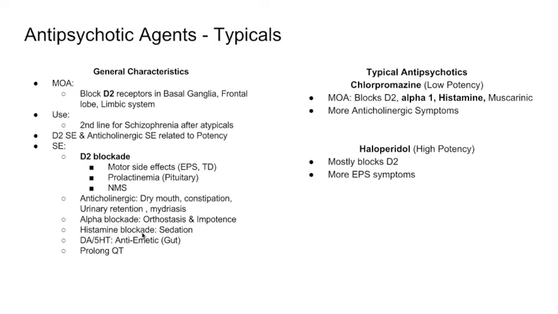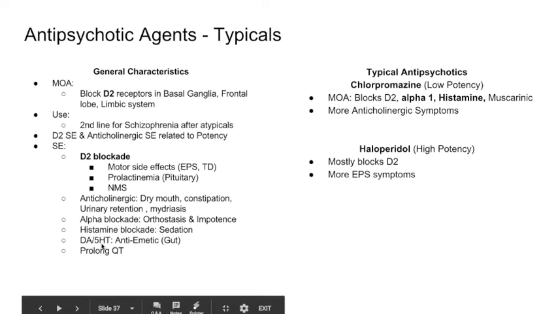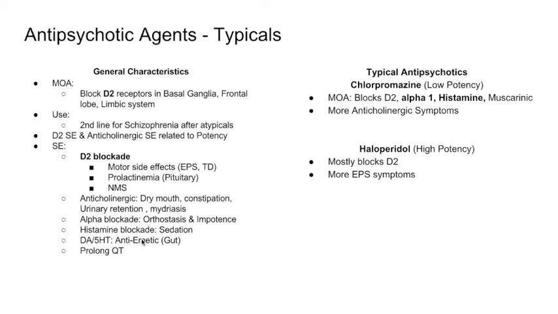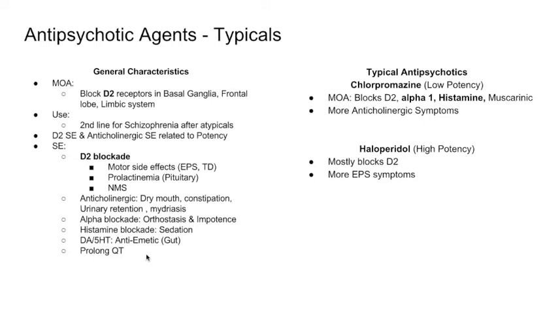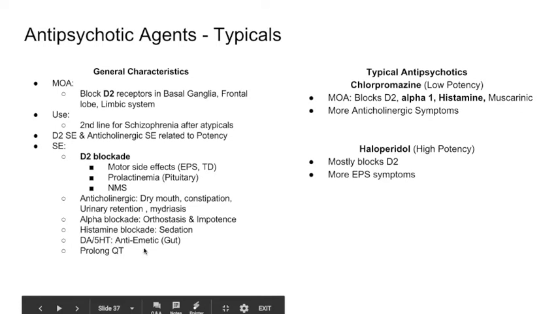Histamine blockade causes sedation, and they also block dopamine and serotonin, which causes an antiemetic effect. And that's actually used, some of these earlier antipsychotics are used as antiemetics. Just a little background, let me back trace for a moment. Serotonin and dopamine are responsible for sort of the emesis or the nausea feeling that you get. So if you block these receptors, you get antiemetic side effects. And lastly, you get prolongation of the QT interval from some of these antipsychotics.